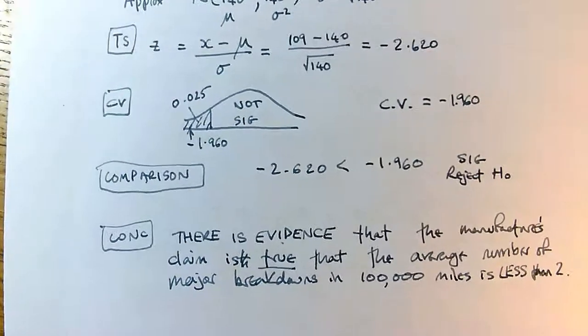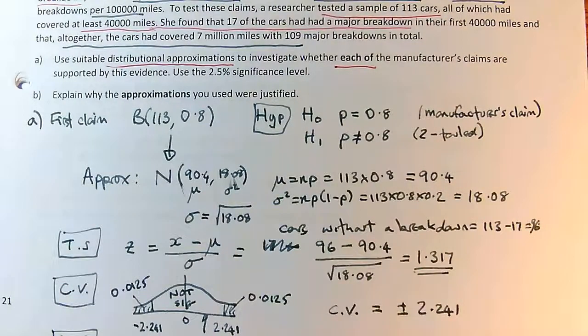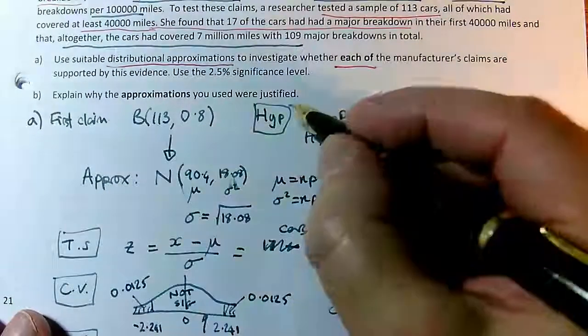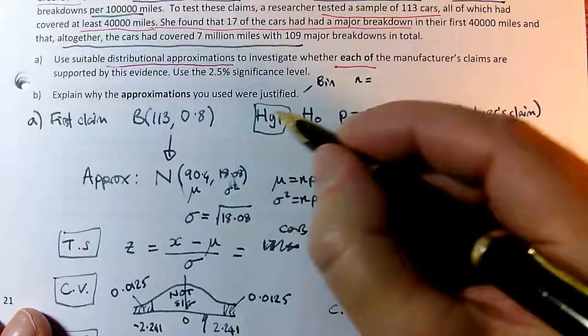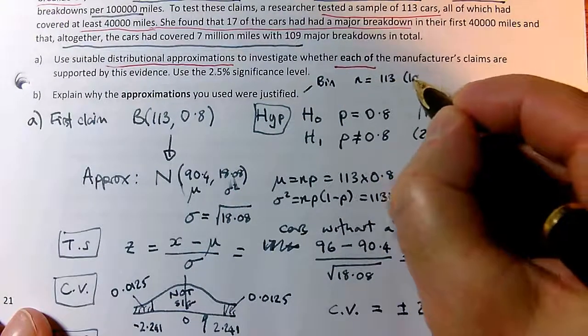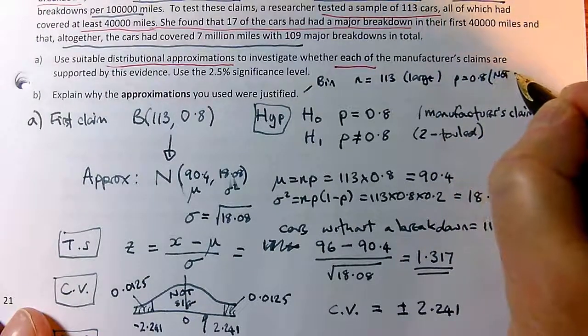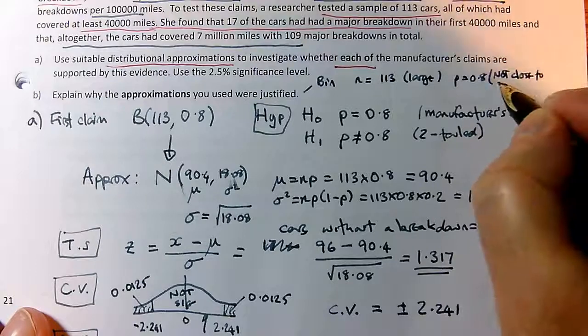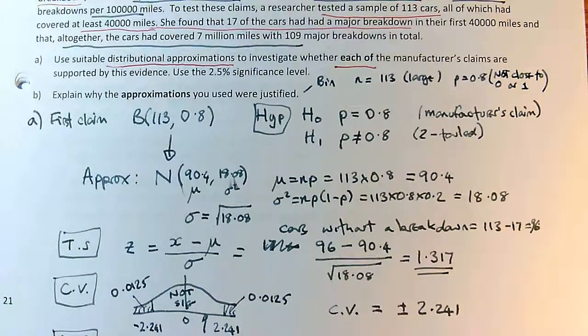So all that remains on this question is to answer B, which we've kind of done as we've gone along. We've got to explain why the approximations we used were justified. So for the binomial one, okay, n was, I've still got it here, 113, which is large, and p is 0.8, which is not close to 0 or 1. By close to 0 or 1, we mean very close to 0 or 1. So even 0.1 isn't that close to 0. Might even get away with a normal approximation with 0.1, 0.02 close to 0.